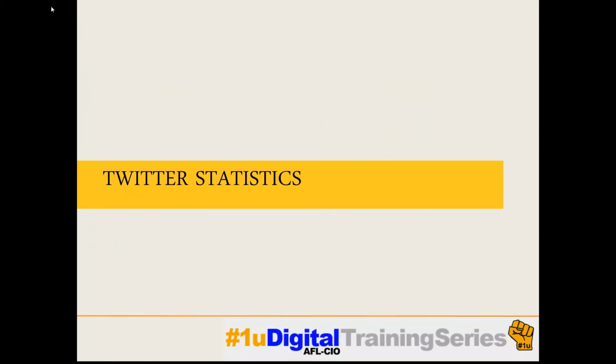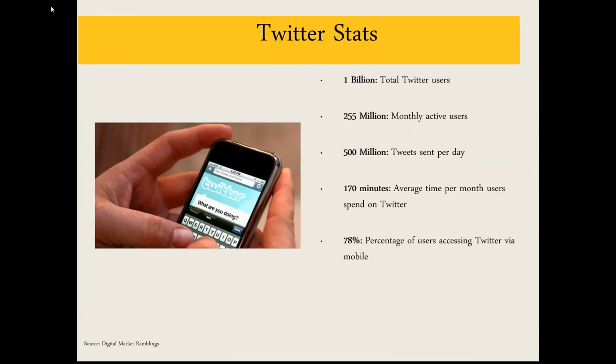So let's talk about Twitter statistics. Twitter has over 1 billion registered users, 255 million of which are active in any given month. The average user spends about 170 minutes per month on Twitter, and users send an average of 500 million tweets on any given day. And you know how I mentioned that there are various ways to access Twitter, but most people, at a rate of 78%, are using Twitter from their phones via a mobile app.